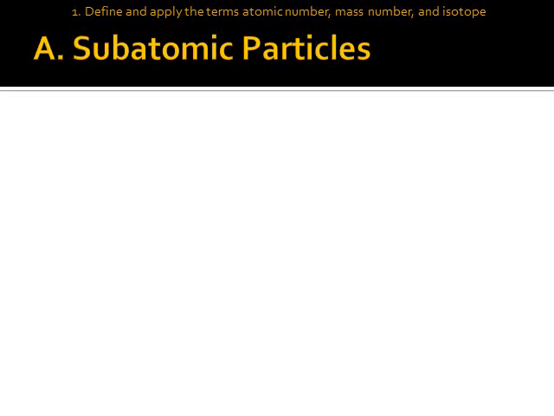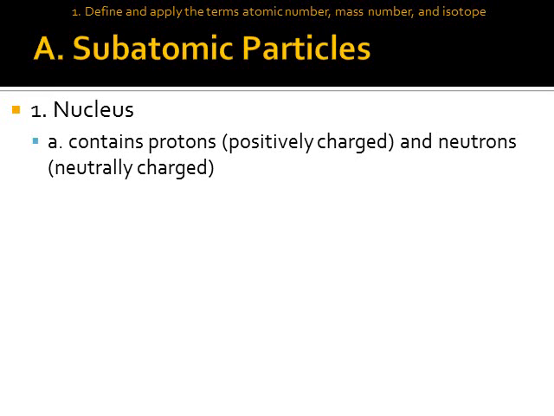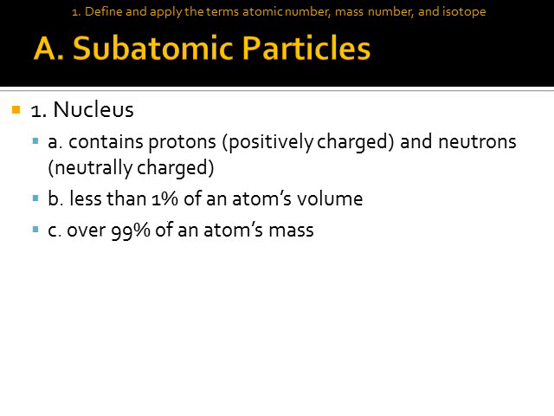So first of all, let's talk about subatomic particles. We know that atoms are made up of a nucleus. The nuclei of any atoms contain protons, which are positively charged, and neutrons, which are neutrally charged. The nucleus is less than 1% of an atom's volume. In other words, it's super tiny. It makes up hardly any of the size of the atom. However, it does account for over 99% of the atom's mass.